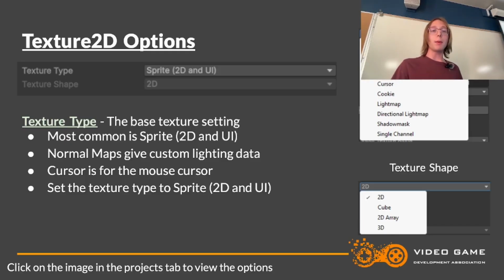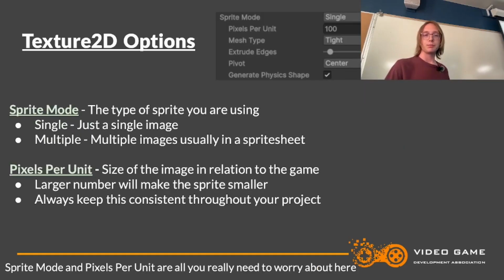Another one is normal maps, which give custom lighting data. You don't have to use a normal map. You can just use the basic default one, and that's okay too, but if you want to add custom lights, it's cool as well. Cursors are for the mouse cursor, that's pretty simple. We're going to be setting our texture type for all of our stuff today to Sprite 2D and UI.